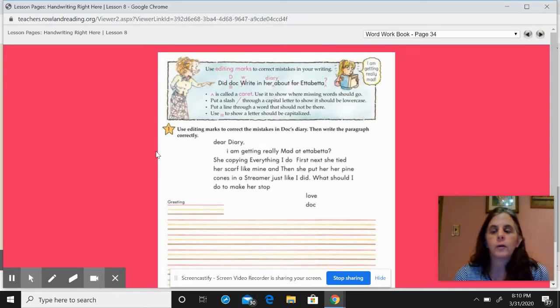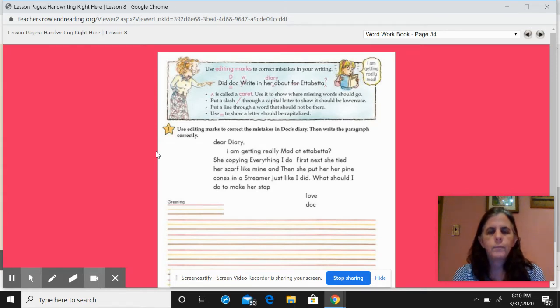So today we are on workbook page 34 in your Superkids book, and you're going to have a chance to be an editor today. Okay, so at the top it says use editing marks to correct mistakes in your writing. So boys and girls, we have used some of these marks in the past, and we have edited letters similar to this one. So it says there, did Doc write in her diary about 4 at a better? So there's some mistakes in that sentence.